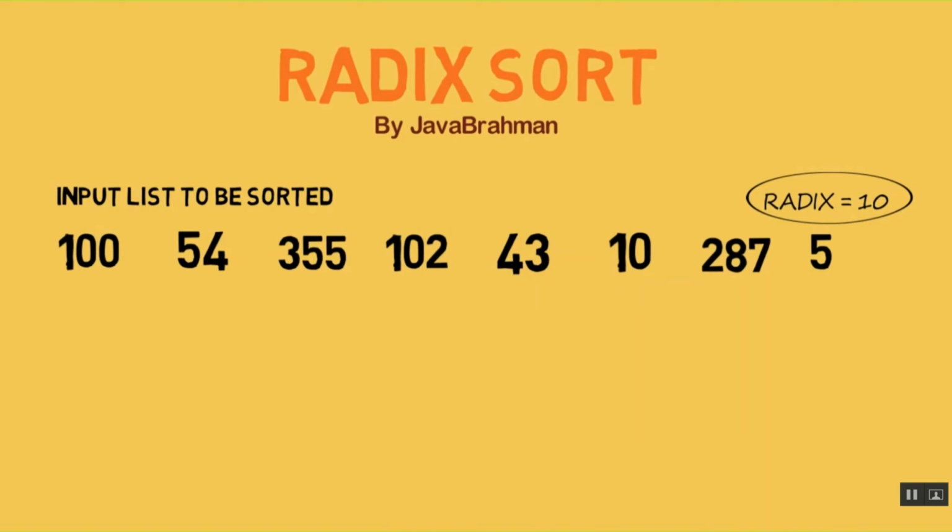Radix sort uses the concept of buckets. Buckets are nothing but holders of values. And when we have to sort the numbers based on individual digits, then we make use of buckets to put them in a particular order. Let me show you so that you understand better.